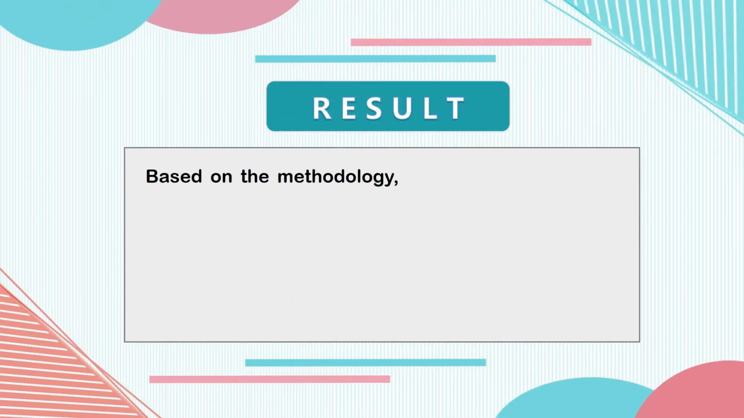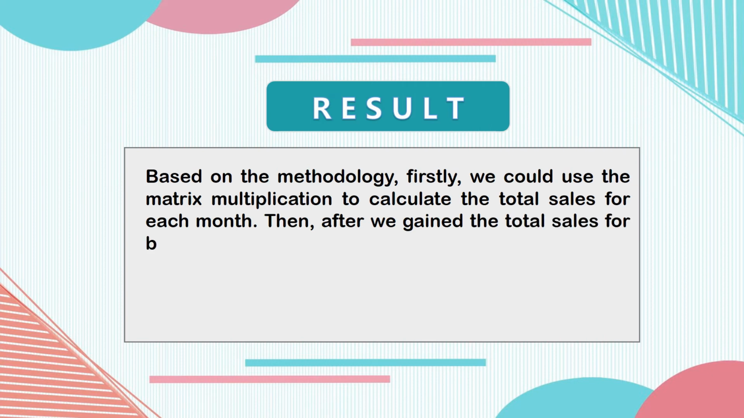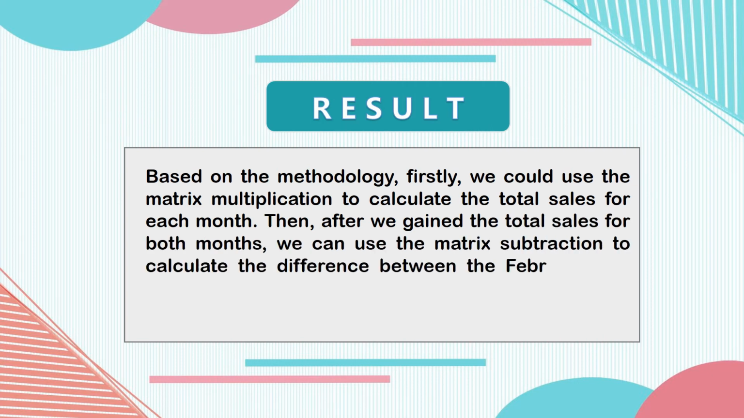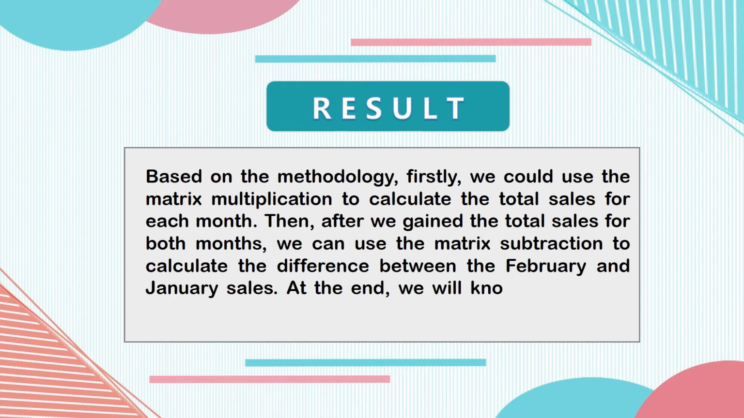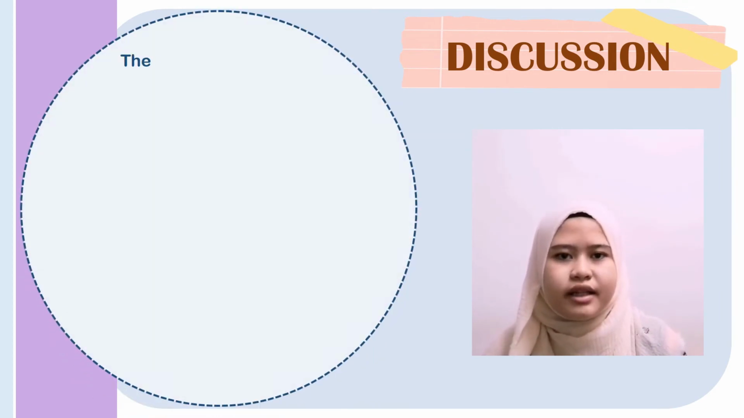So, based on the solution, firstly, we could use the matrix multiplication to calculate the total sales for each month. Then, after we gain the total sales for both months, we can use the matrix subtraction to calculate the difference between the February and January sales. And at the end, we will know if the store will gain profit or suffer loss. Next, I will continue our video with discussion of problem statement number 2.